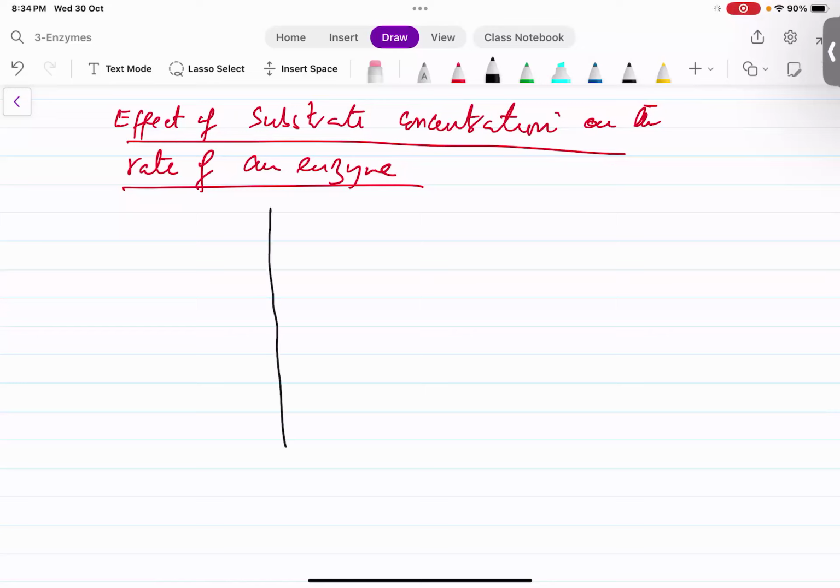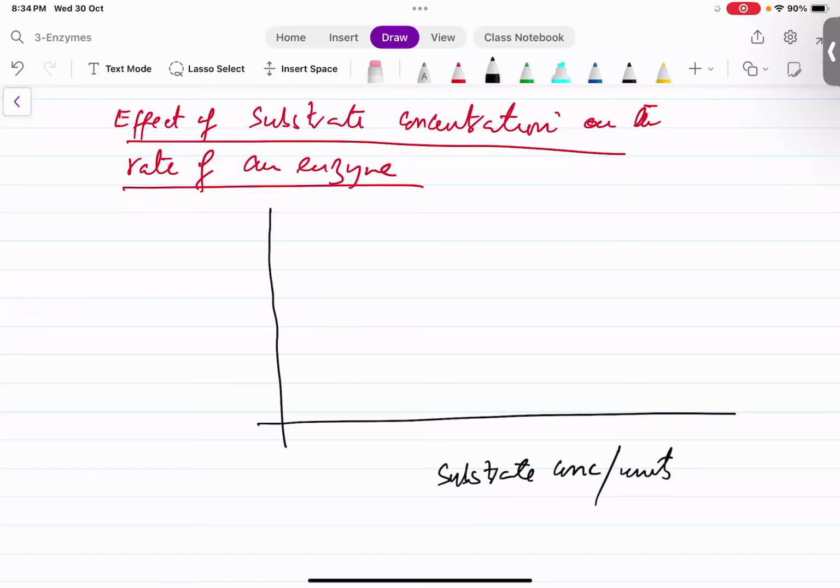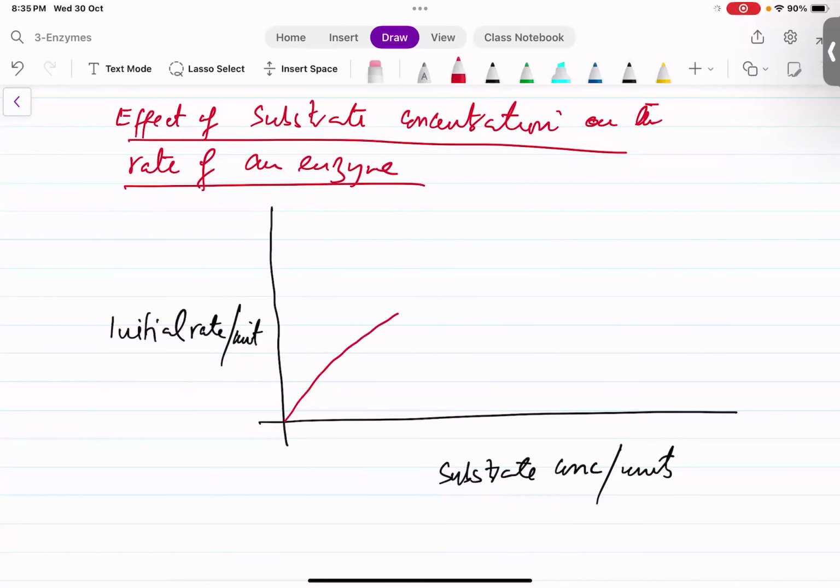And if we plot that on a graph, we will have substrate concentration on the x-axis, the units, and we will have the initial rate on the y-axis. And the graph obtained will be, as we increase the substrate concentration, initially the rate increases, but at a very high substrate concentration, the rate becomes maximum, and the curve becomes leveled off. Okay, so this maximum rate achieved is known as Vmax.